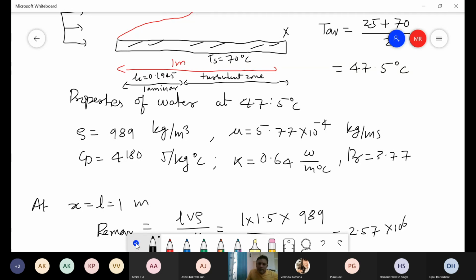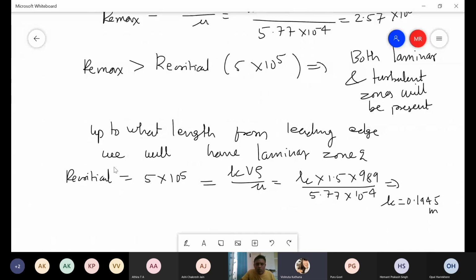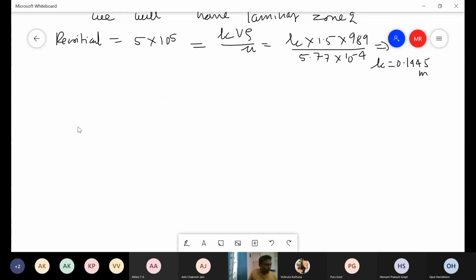Is it clear to everyone? Yes, sir. So now our job becomes simple. Now we can use the correlations given in the problem, and we can find out the local heat transfer coefficient.